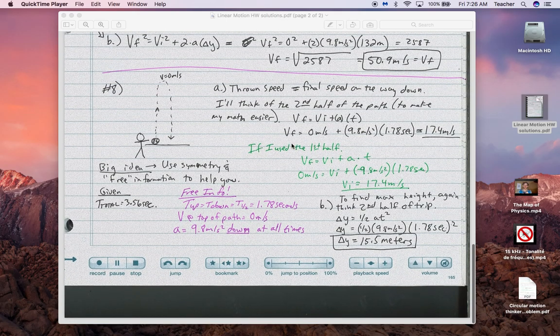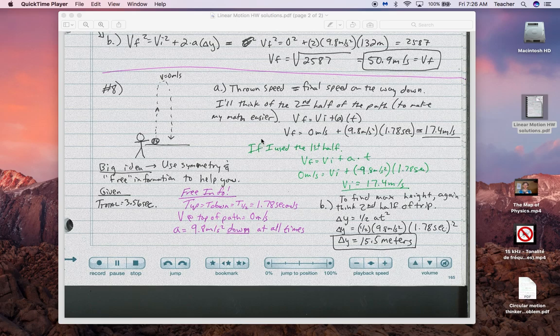For number 8, I talked about this in class. I think I went over this in every class, but I'll talk about it again. The key thing here is thinking about the symmetry of this problem. Even though it only tells you that the time in the air is 3.56 seconds, that's given, this is all free information. Time up equals the time down, which is equal to half the total time if we land at the same height as it's thrown. The velocity at the top of the path is 0. The acceleration is down at all times, even at the tippy top.